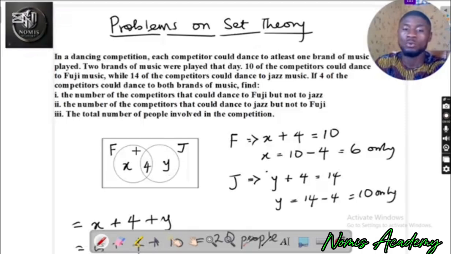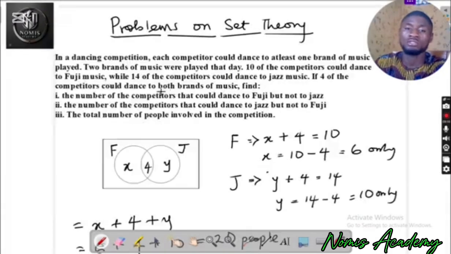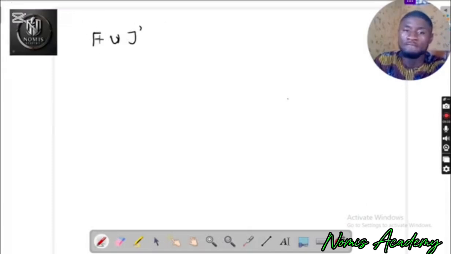So whether you could dance to Fuji and dance to jazz, we are less concerned about you, since you are not just only Fuji. So Fuji is just f, and f union, that is plus now jazz complement, that is anything that does not involve jazz. So that is the interpretation of our value of x. So x is f union j complement.